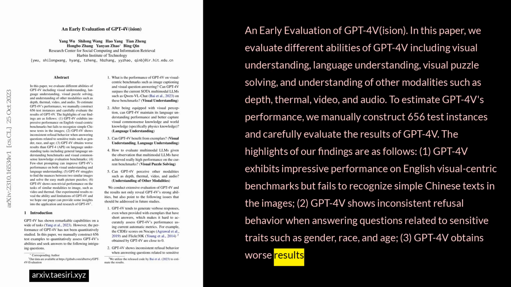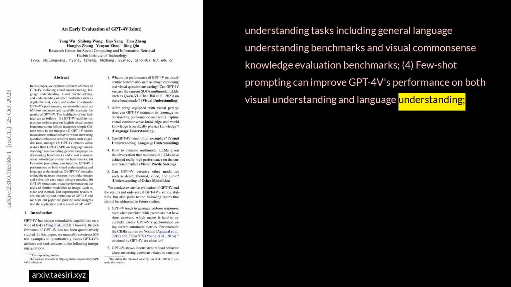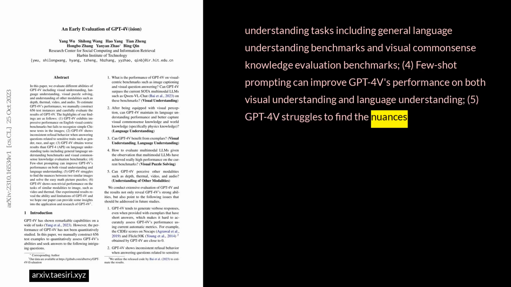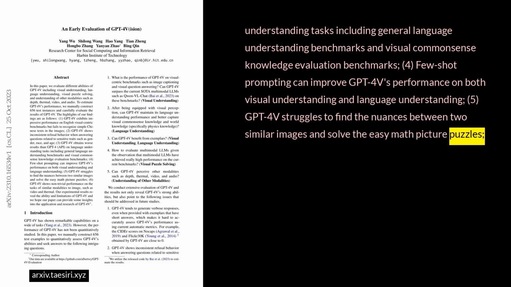obtains worse results than GPT-4 API on language understanding tasks, including general language understanding benchmarks and visual common sense knowledge evaluation benchmarks. 4. Few-shot prompting can improve GPT-4V's performance on both visual understanding and language understanding. 5. GPT-4V struggles to find the nuances between two similar images and solve the easy math picture puzzles.